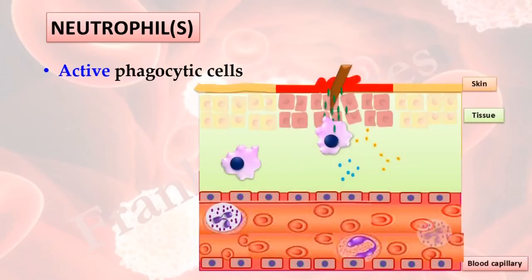Neutrophils circulate in blood, but when there is an infection, they get a signal and then they migrate to the site of infection from the bloodstream, and then in the tissues they become principal phagocytic cells.